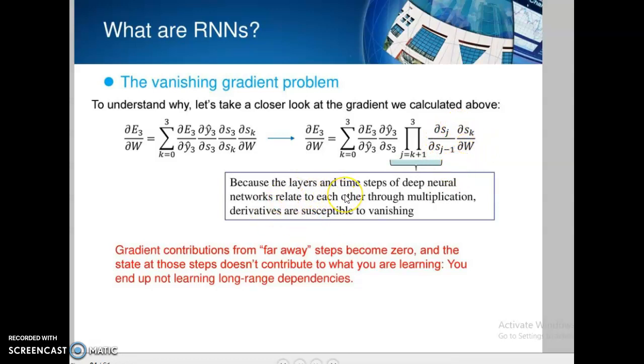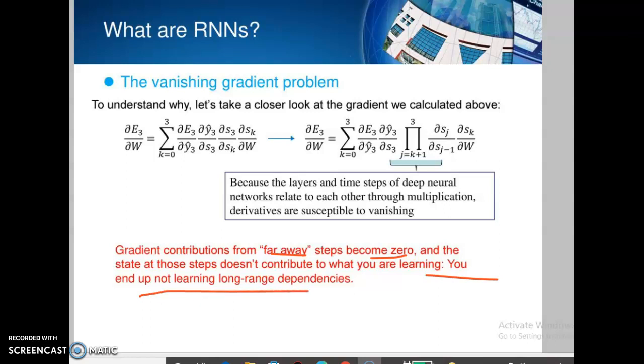Because the layers and the time steps of deep neural networks relate to each other through multiplication, derivatives are susceptible to vanishing. Gradient contributions from far away steps become zero, and the state at those steps doesn't contribute to what you are learning. You end up not learning long range dependencies.